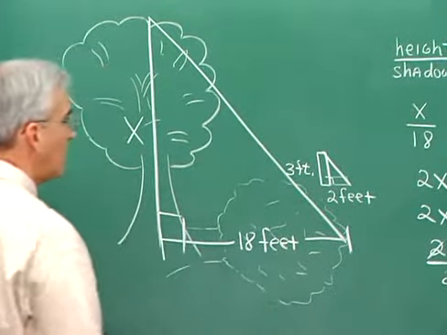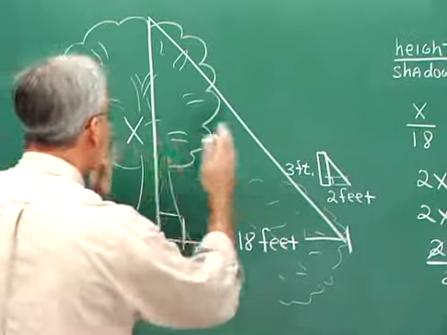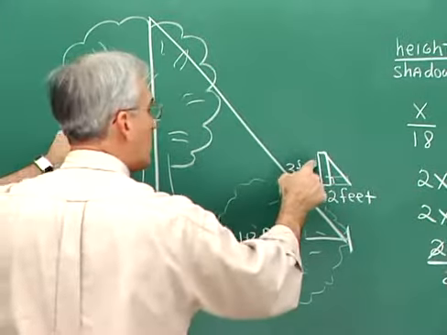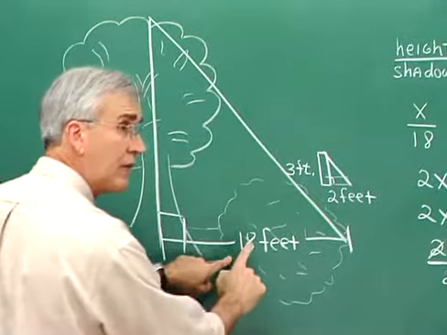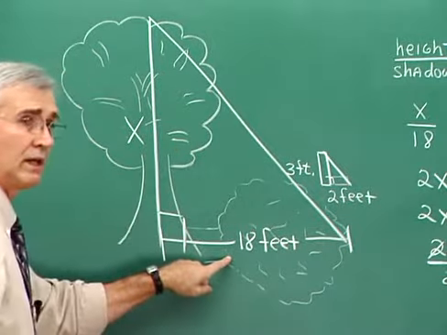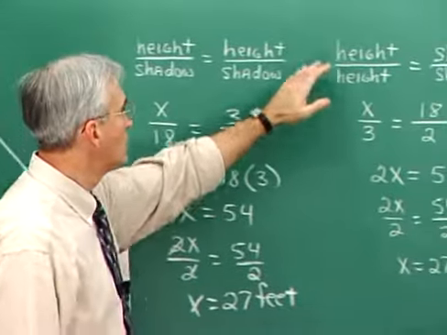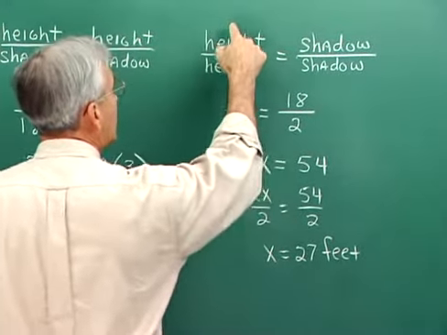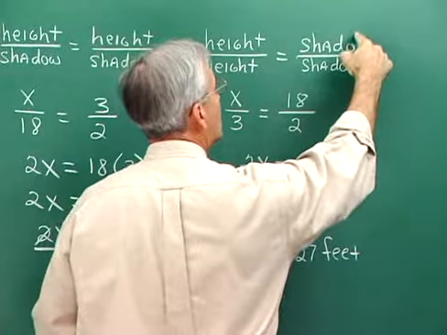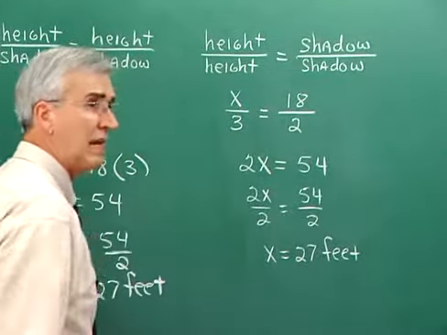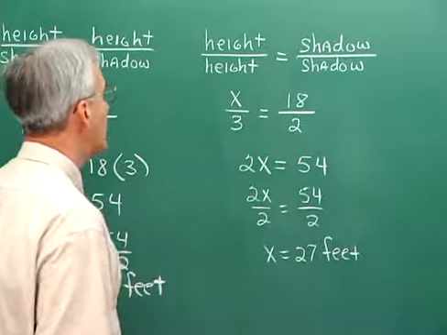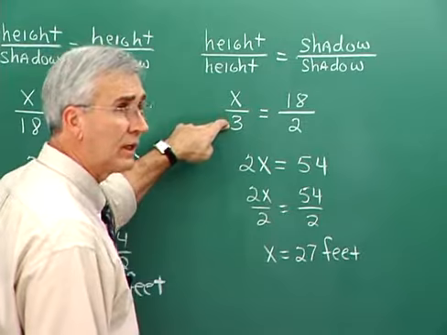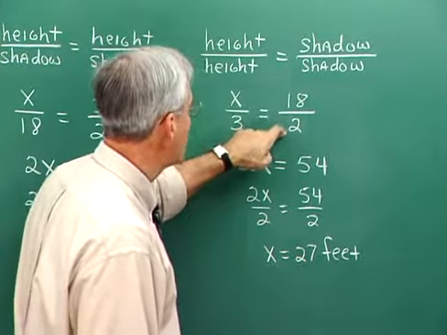Now, here's another correspondence, though. We could go between the two triangles. You see, we could say that the height of the tree corresponds with the height of the yardstick in the same way as the shadow of the tree corresponds with the shadow of the yardstick. Let me show that mathematically over here. So it's height over height, shadow over shadow. But remember that if we have the tree's height in the numerator here, we have to have the tree's shadow in the numerator over here. That's the correspondence that has to be correct. So here, the height of the tree over the height of the yardstick, the shadow of the tree over the shadow of the yardstick.